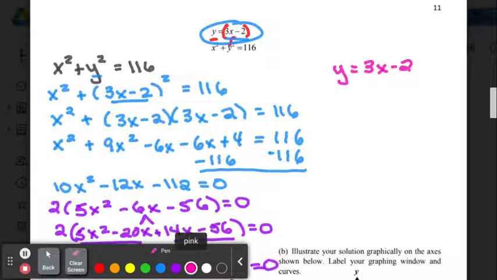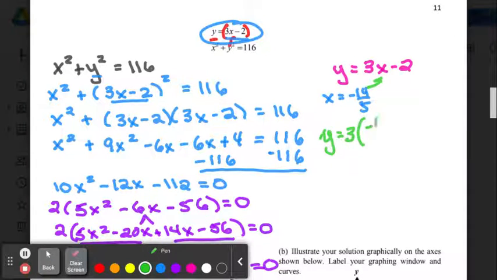So if y equals 3x minus 2, I'm going to do the first one. I'm going to do x equals negative 14 over 5. I keep picking the blue, but I don't want it to interfere. Let's go green. So I'm going to plug this in for x. y equals 3 times negative 14 over 5 minus 2. So you get y equals negative 52 over 5. So that's one of our answers.